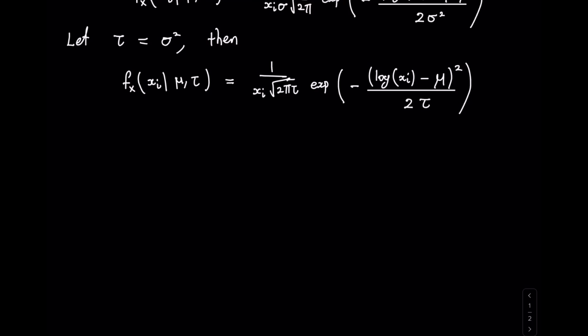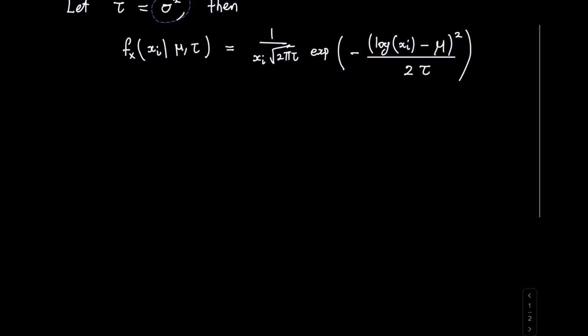When you solve for the maximum likelihood of tau, you just take the square root of it to give you the maximum likelihood estimate of sigma. So all good there on that front.